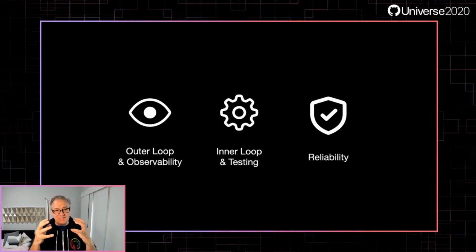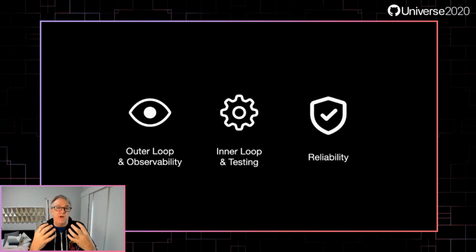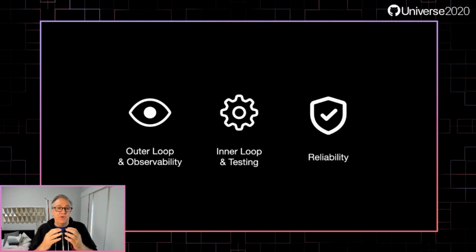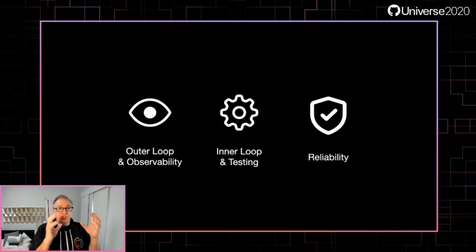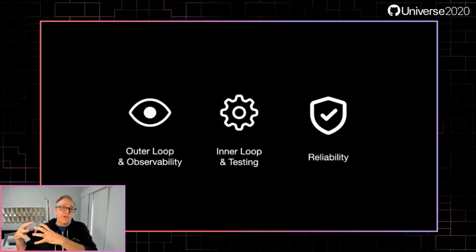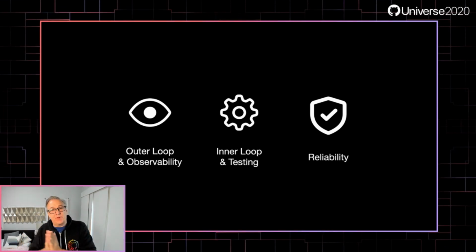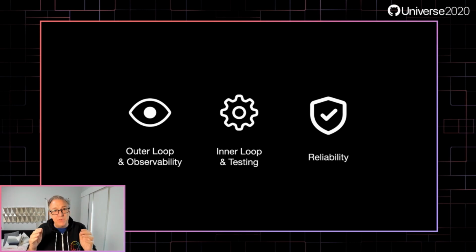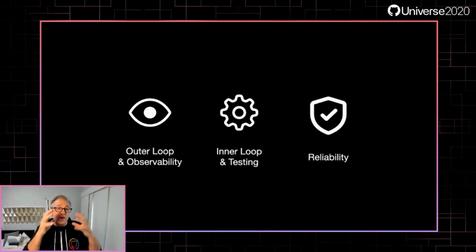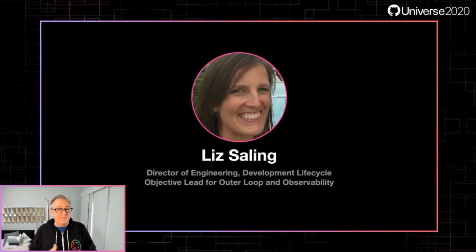What parts of the system do we need to make better and stronger so that the site is always up, always serving our customers in all cases? And so we organized across those. We had objective leads who looked at each one of these three. And then underneath them, we created virtual teams of work stream leads to tackle very specific problems. And so we're going to go through that funnel with you today. And I'm going to hand it off to Liz Salling, who was one of those objective leads focused on this outer loop and observability. Take it away, Liz.